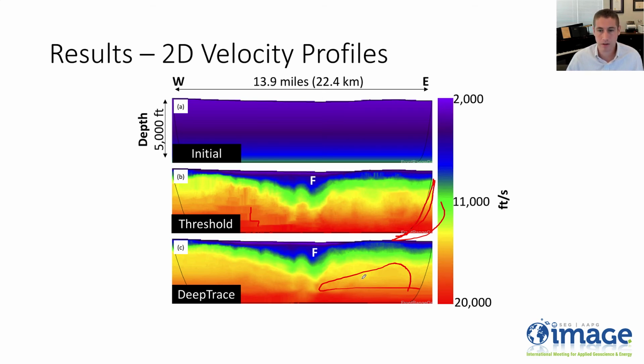Overall, for the error, the threshold approach produced picks with an average error of 21 milliseconds, and this is the travel time tomography error, whereas the final model from the deep trace workflow produced picks with an average around 10 milliseconds, which is about half of the threshold approach. So the error is a measure between the forward modeled picks from the physics-based tomography and each respective autopicker.